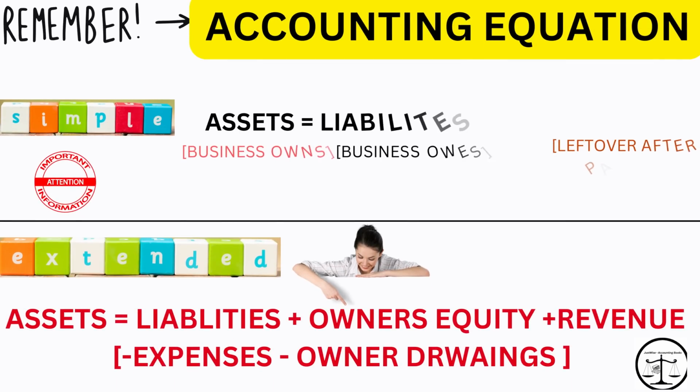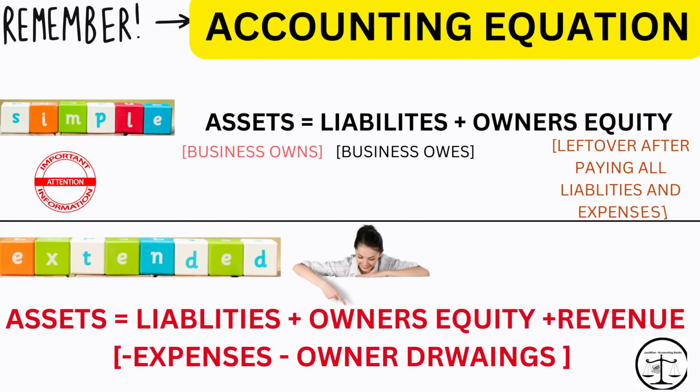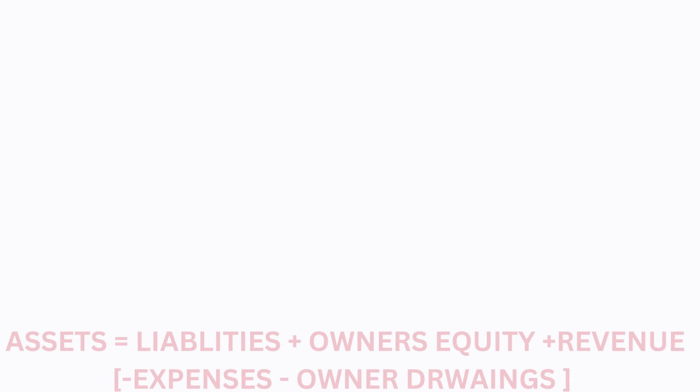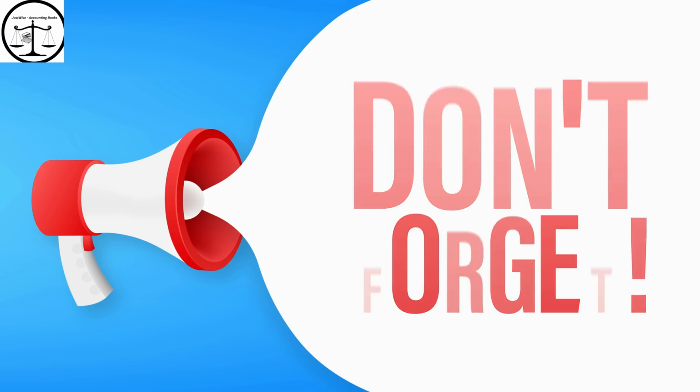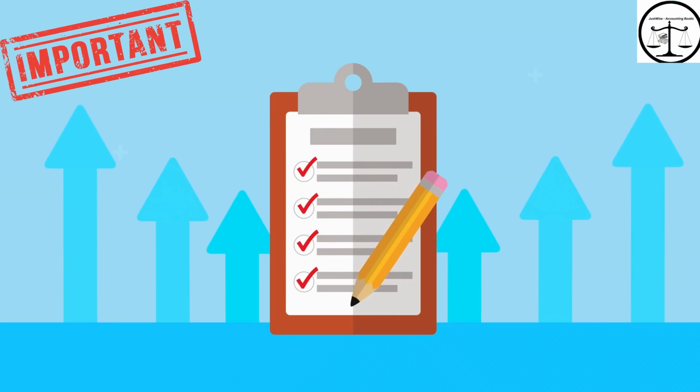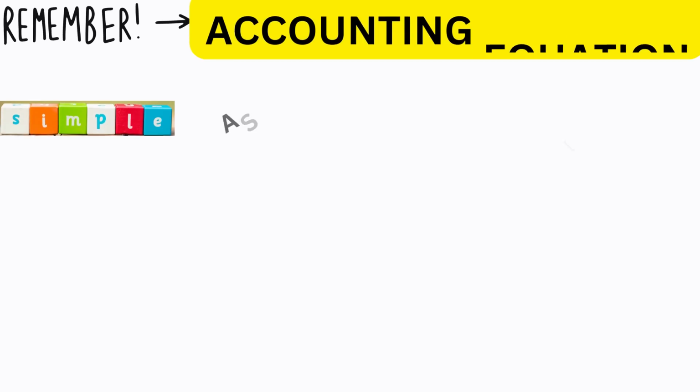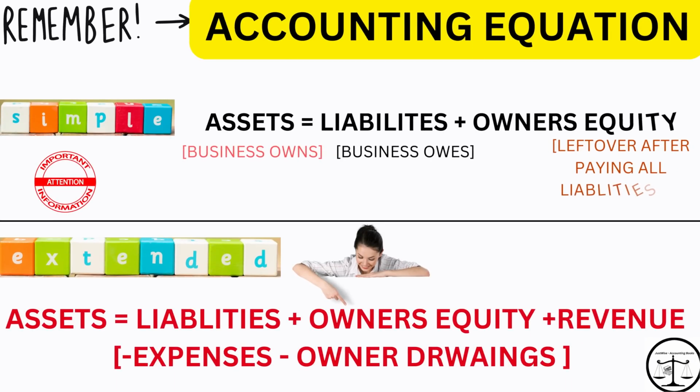2. The simple accounting equation is assets equals liabilities plus owner's equity. 3. The extended accounting equation is assets equals liabilities plus owner's equity plus revenue, expenses, owner drawings. Friends, it is very important to remember or write down, if you can, both accounting equations: assets equals liabilities plus owner's equity, and the extended accounting equation, assets equals liabilities plus owner's equity plus revenue, expenses, owner's drawings.